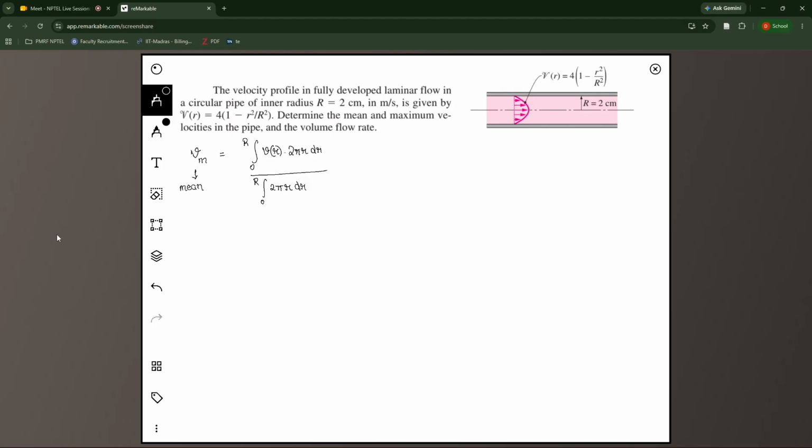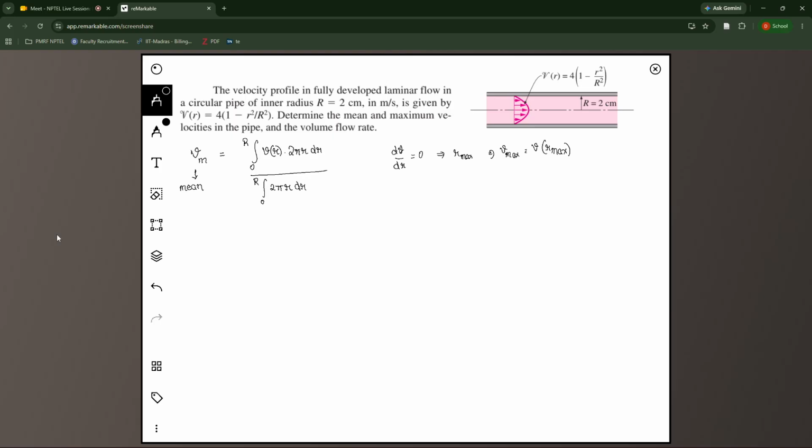Maximum velocity is straightforward. From calculus, we can calculate dv by dr equals 0, and from this we find the r value. Let's call that particular r value r max. And then we have to calculate the velocity at r max.